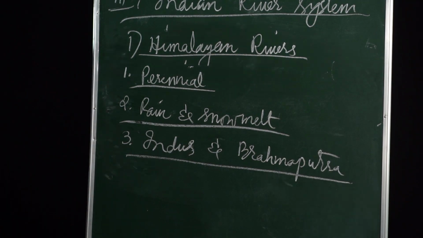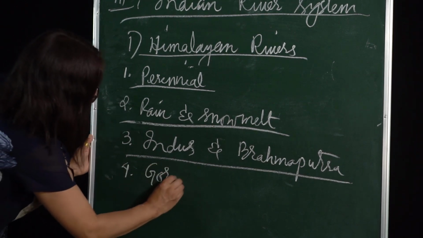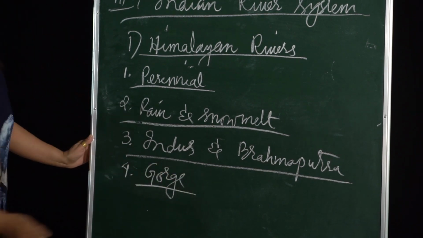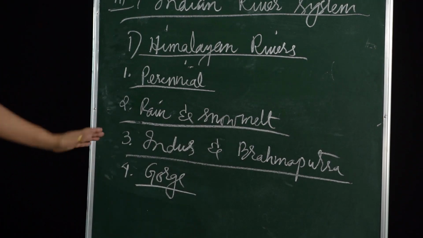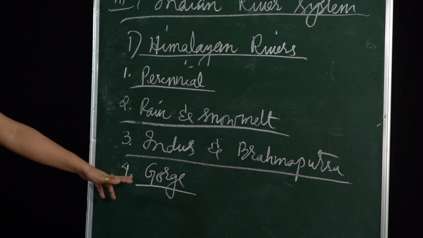Now the fourth one is gorge. What is a gorge? A gorge means deep valleys. As the river flows down the mountain, it cuts through the land and a deep trench or drain-like feature is made, and this grows over time and becomes deep valleys which are called gorges.